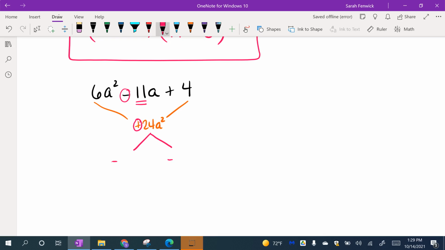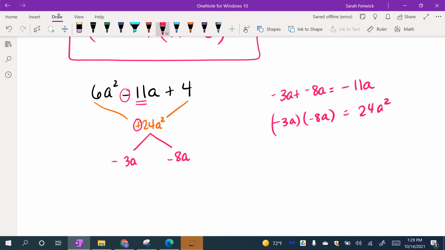All right, 1 and 24, 2 and 12, 3 and 8. So 3a and 8a make 11a. When you multiply them, they make 24a squared. Always double check. Sometimes some of you will do better if you actually write it down and make sure you're getting negative 11a. Negative 3a times negative 8a is positive 24a squared.